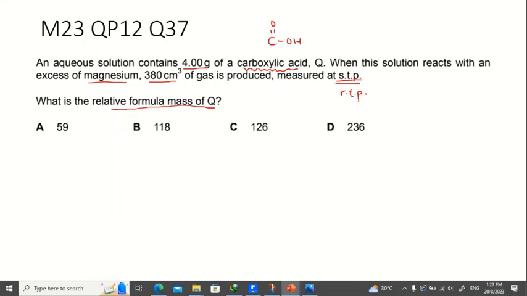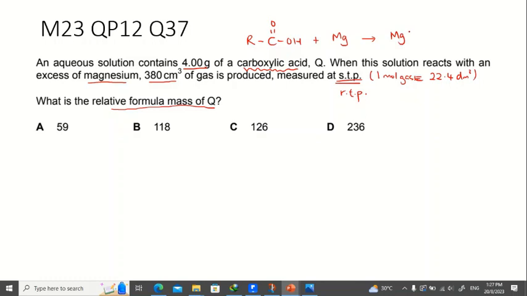So now we go back to the question. This 380 centimeter cube of gas is measured at STP, and at STP, 1 mole of gas will occupy 22.4 decimeter cube. So let's write that down first because we're going to use this later. Now, for a carboxylic acid, I do not know the full structure of Q, so I'll just put the hydrocarbon side chain as R. Any carboxylic acid will react with magnesium to form magnesium carboxylate salt.